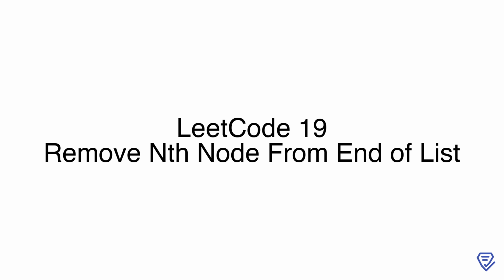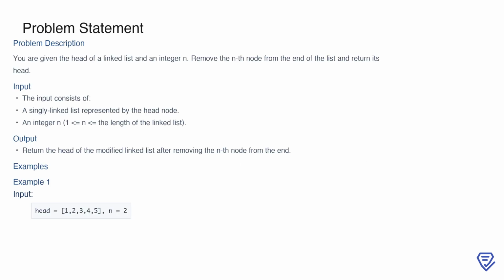Let's dive in. In this problem, we are working with a singly linked list and an integer n. The task is to remove the nth node from the end of the list and then return the updated head of the list. The input consists of two components: first, the head of the linked list, which represents the starting point of the list, and second, the integer n, which specifies the position of the node to be removed when counting from the end of the list.